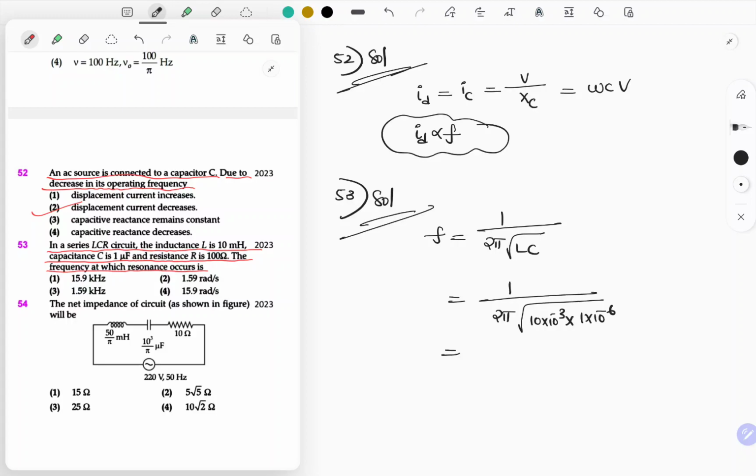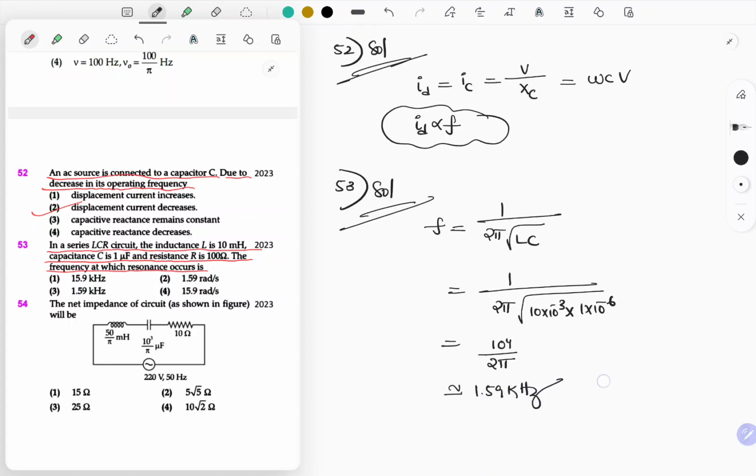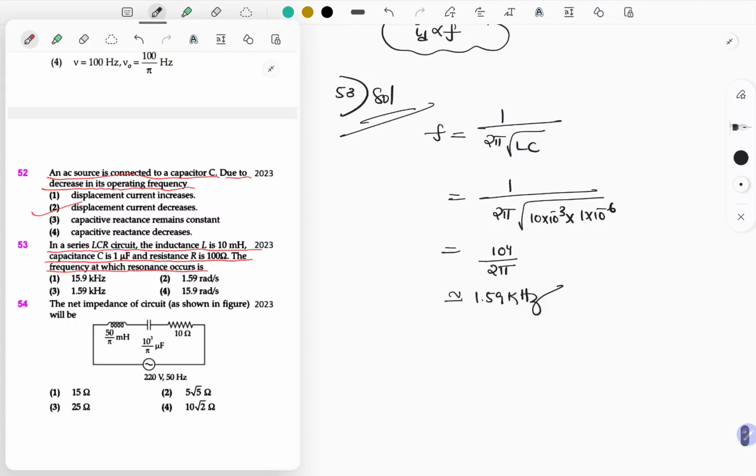If it comes outside the root, it will be 10 power minus 4. Goes to the numerator, 10 power 4 divided by 2 pi. So the answer is approximately 1.59 kilohertz. Okay, so substitute pi value 3.14, then you will get the answer. Question number 54.